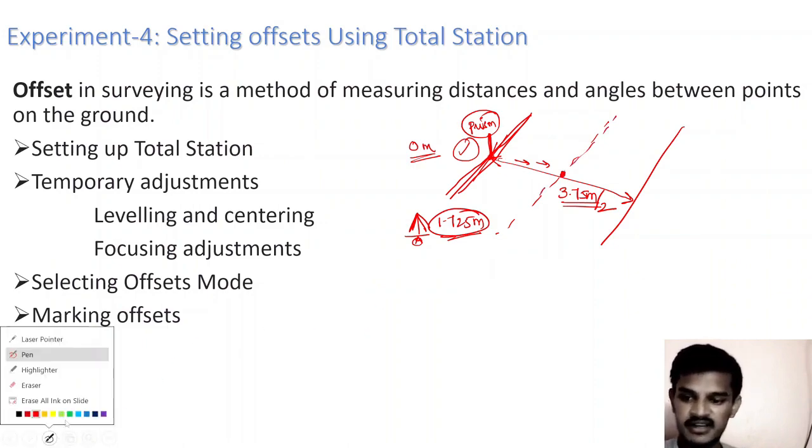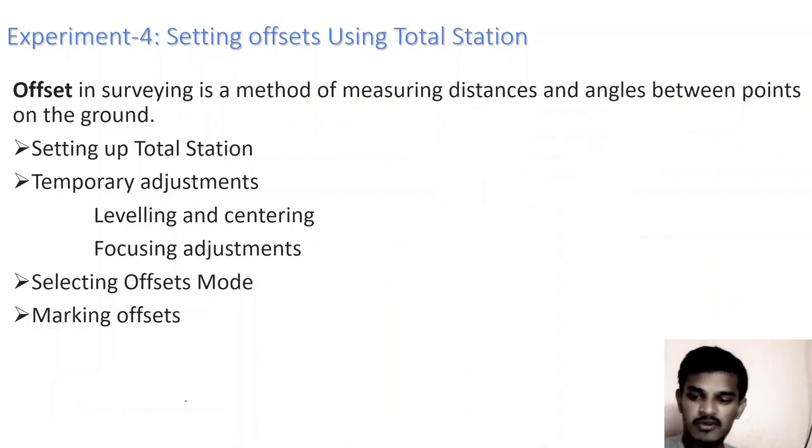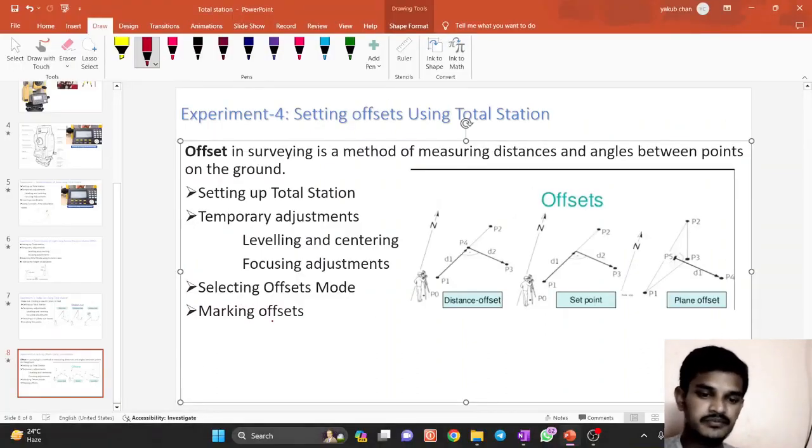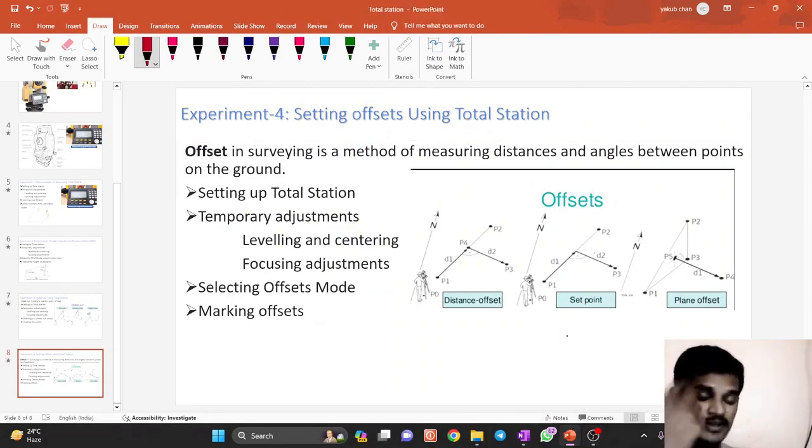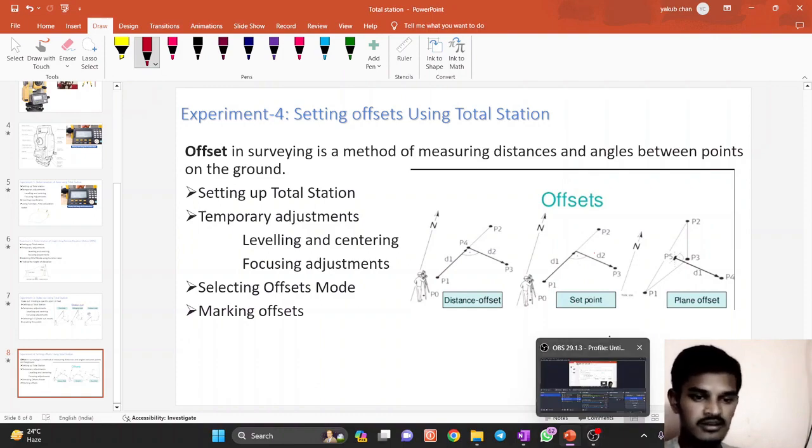So this is the major importance of using the total station. This is about the theoretical point of view, and you can see the practical point where the observer and the fielder, the instructor, are working.